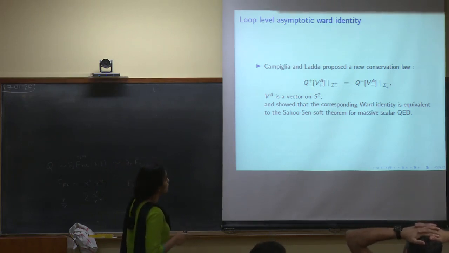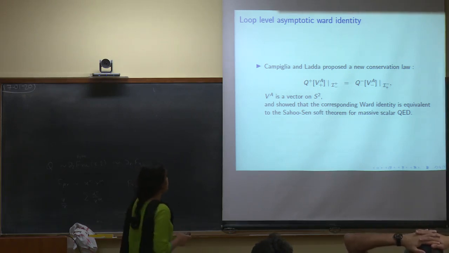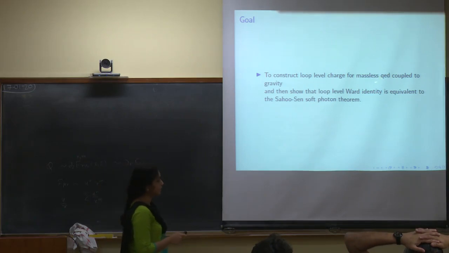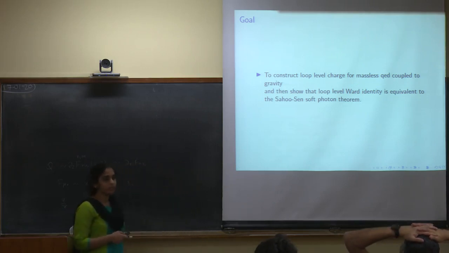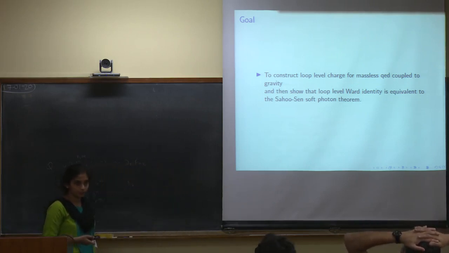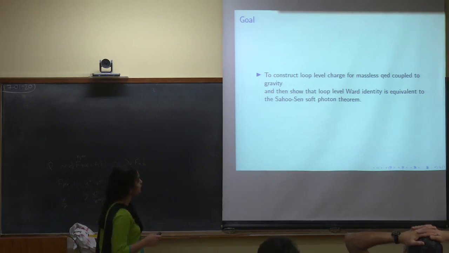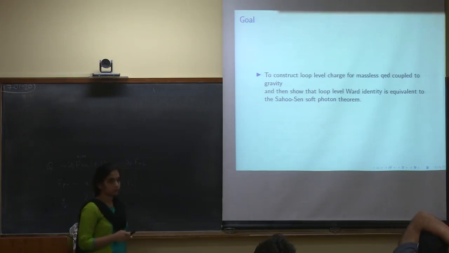Yeah, and what they showed is that the Ward identity corresponding to this charge is exactly equivalent to the Sahoo-Sen soft photon theorem, and they did this calculation for massive scalar QED. Okay, and so our goal is to construct this charge for massless scalar QED coupled to gravity. Now what we will see is that in presence of gravity, the log omega term gets some corrections, even for the soft photon theorem. So we will see what are those corrections, and then we will see that the Ward identity corresponding to this charge is equivalent to the Sahoo-Sen soft photon theorem. Okay.